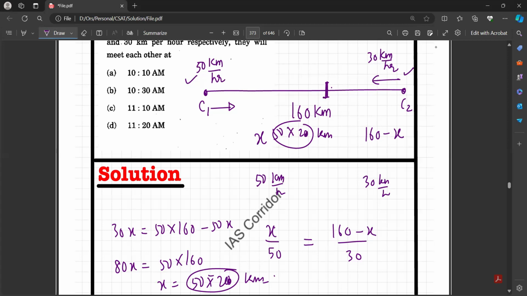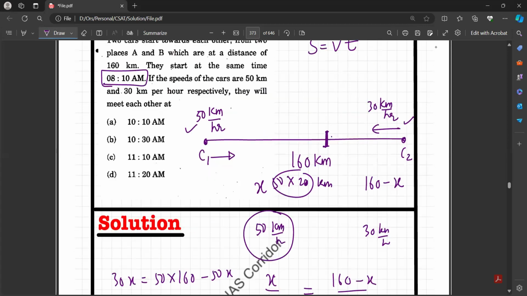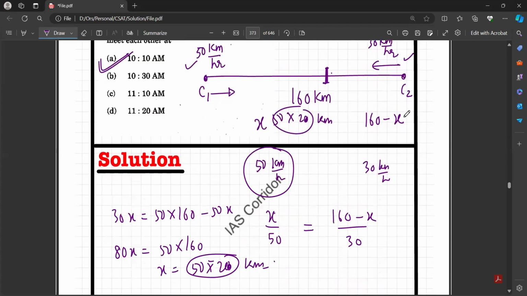It is 50 into 2 kilometers and the speed is 50 kilometers per hour. The total hours will be 2 hours. So 2 hours means they start at 8:10 and will meet at 10:10. Clear? I hope you have got it. Let us proceed to the next problem.